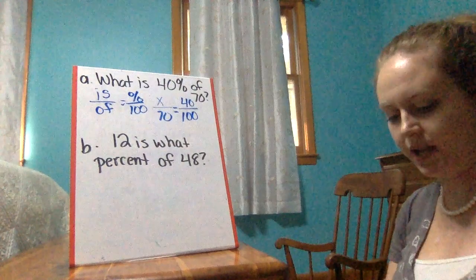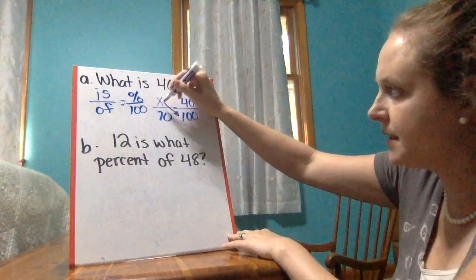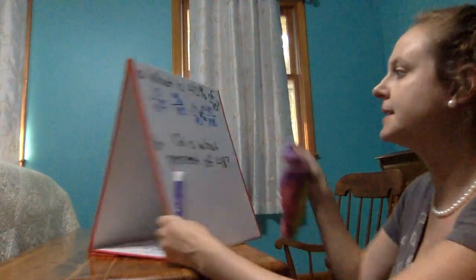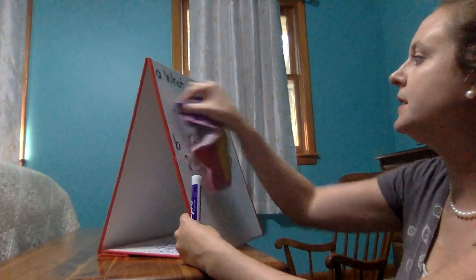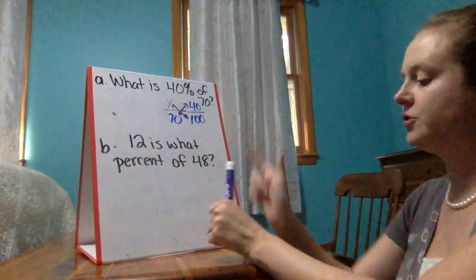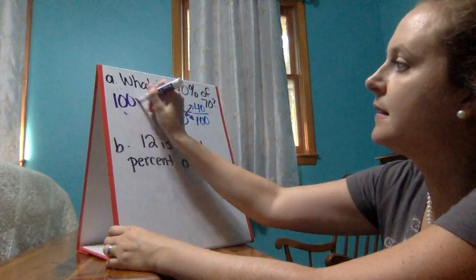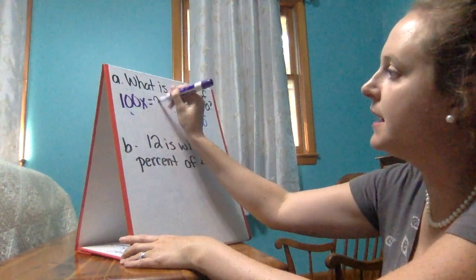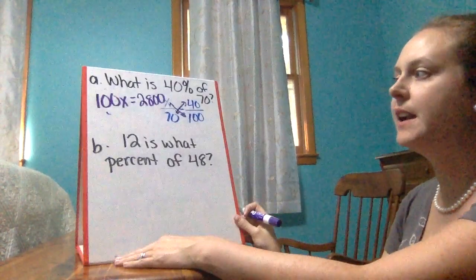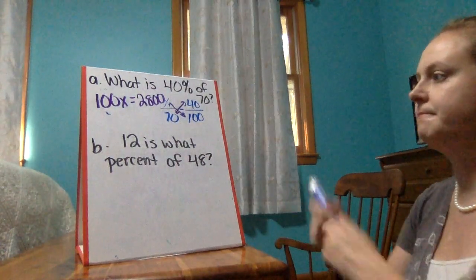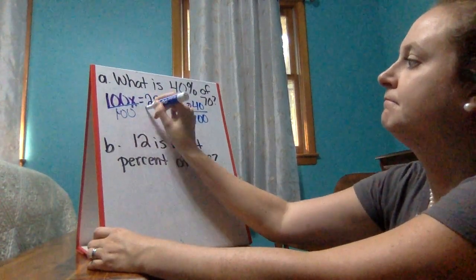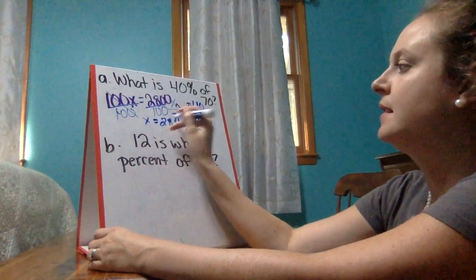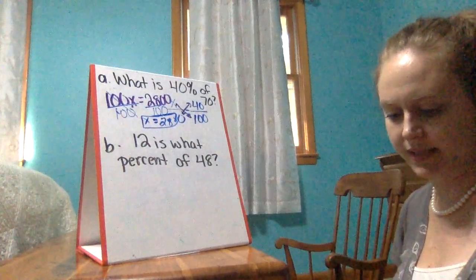So I'm going to cross multiply. Everybody loves to cross multiply. So I'm going to cross multiply to solve for x. Get a little bit of space here. So x times 100 is 100x. 70 times 40 is 2,800. And then I'm going to divide both sides by 100. So I'm going to get x equals 28 as my answer.